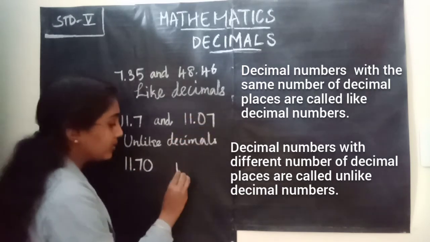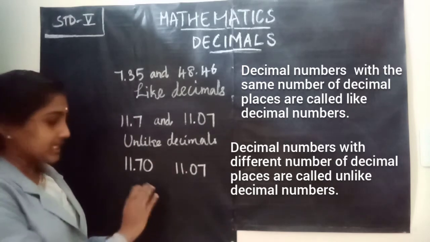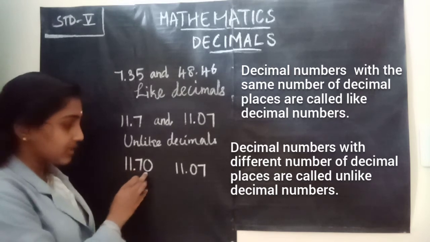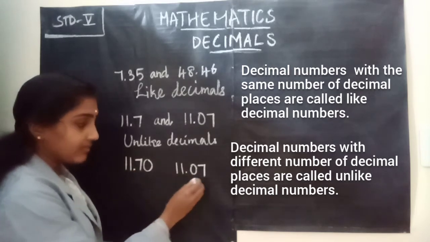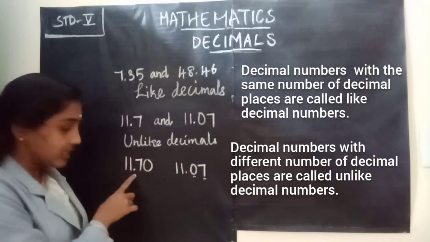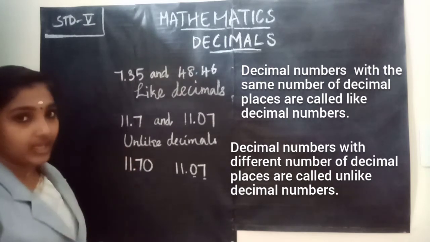11.70. And now look at this number, 11.07. Now compare these numbers. Just compare the number of decimal places. Here is 11.70 and here is 11.07. Here it has got 2 decimal places, 10th place and 100th place. Here also it has got 2 decimal places, 10th place and 100th place.